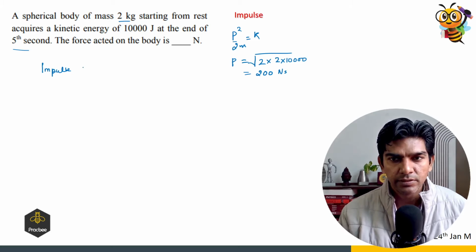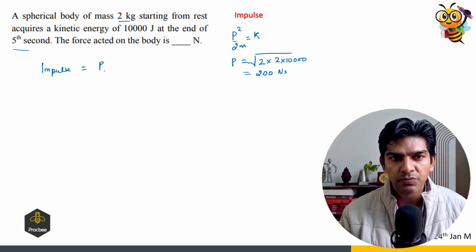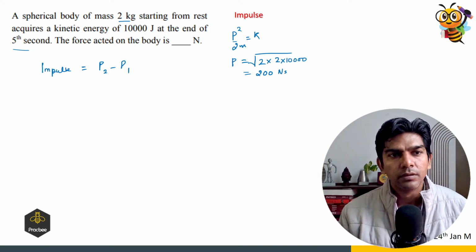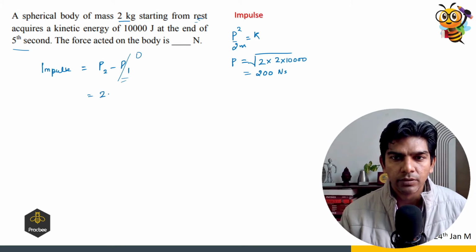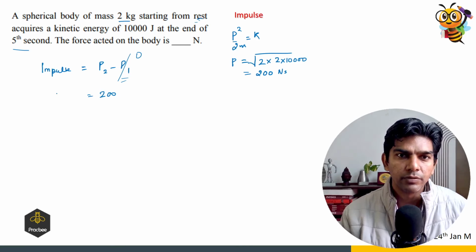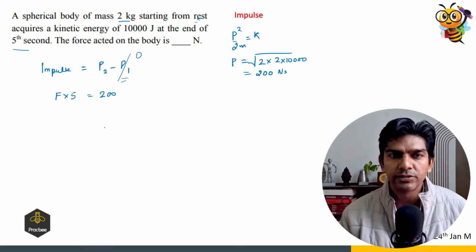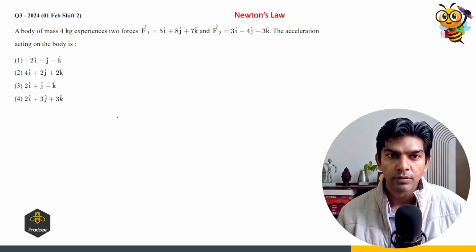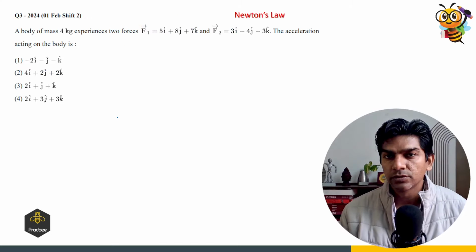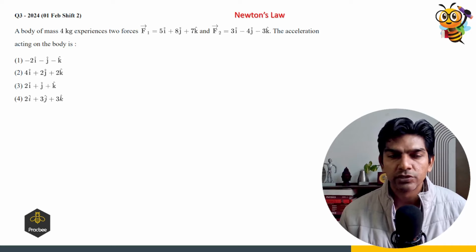Impulse is defined as change in linear momentum, so P2 minus P1, and the body starts from rest, so the initial momentum will be 0. P2 will be 200. Impulse will be force multiplied with the time, which is 5, because after the 5th second the kinetic energy is 10,000. So F comes out to be 40 Newton. Right, so the next area which we have to focus on is Newton's laws.